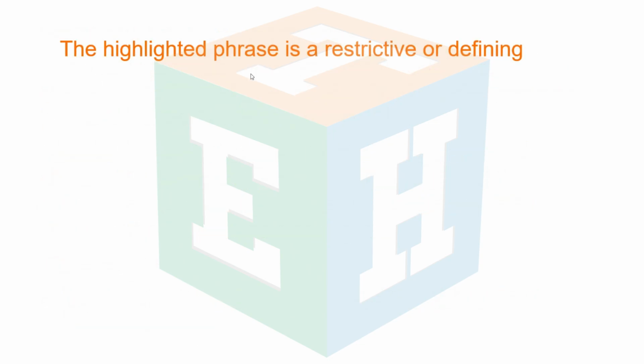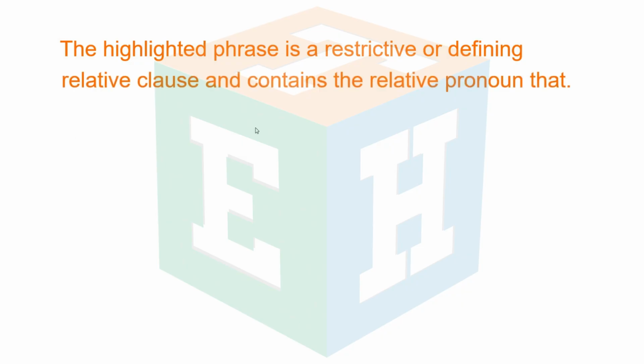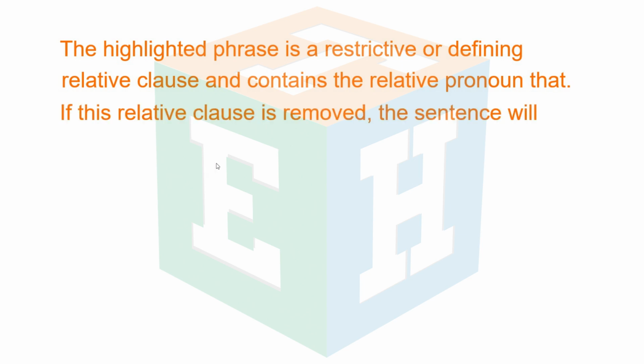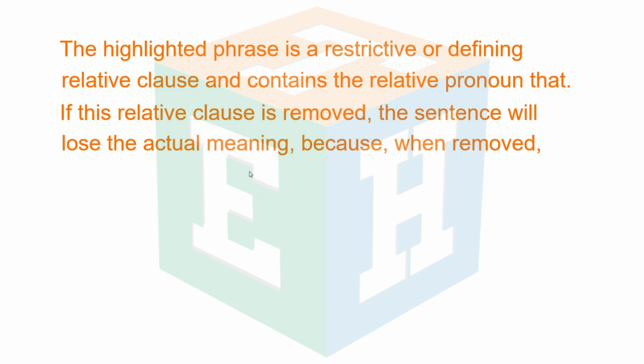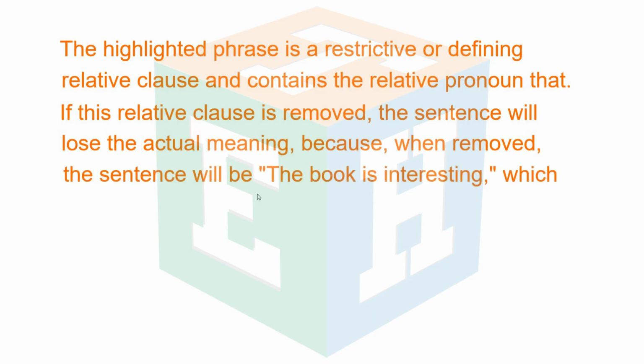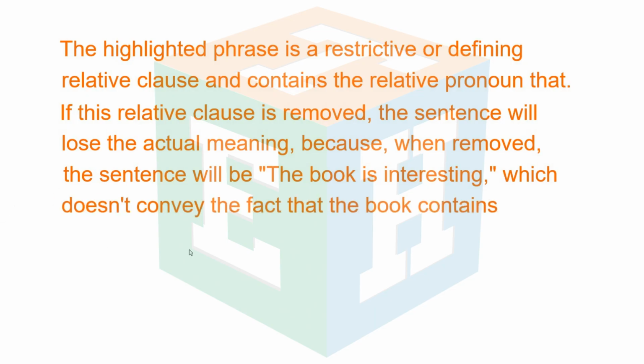The highlighted phrase is a restrictive or defining relative clause and contains the relative pronoun that. If this relative clause is removed, the sentence will lose the actual meaning because when removed, the sentence will be: the book is interesting, which doesn't convey the fact that the book contains 1,000 English words.